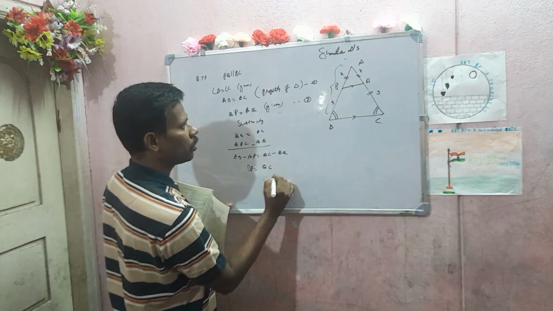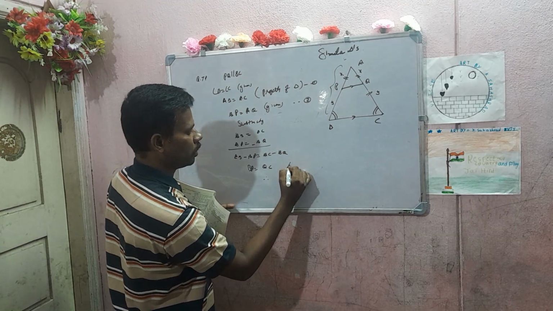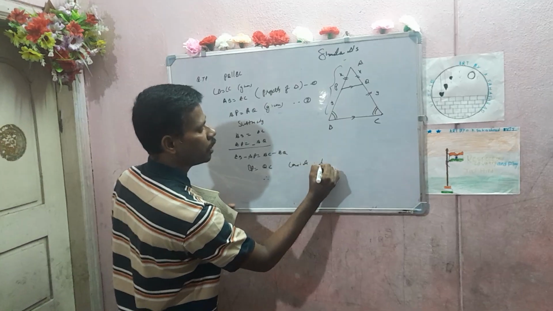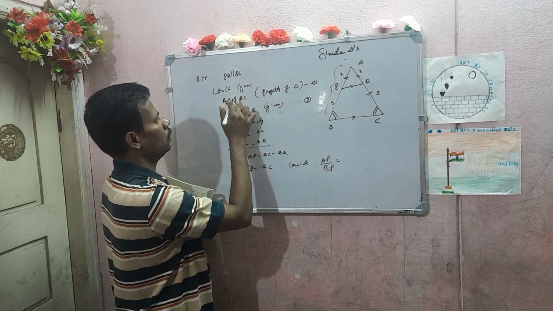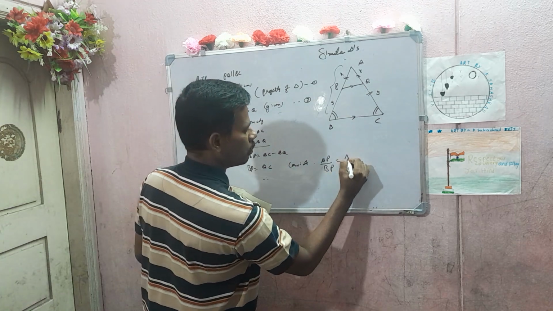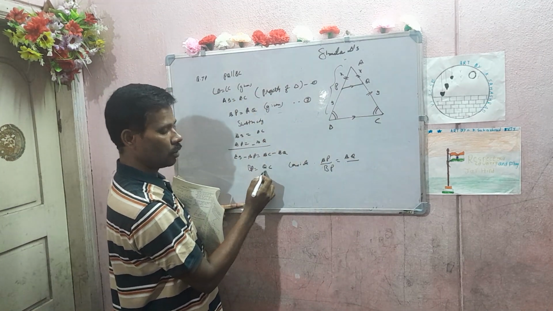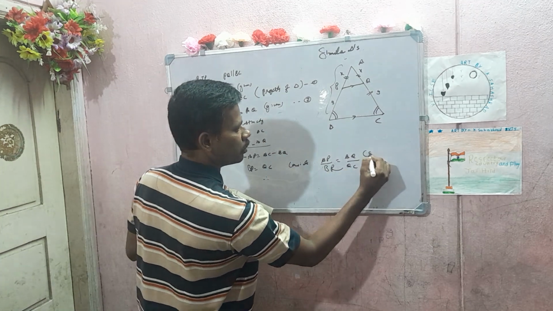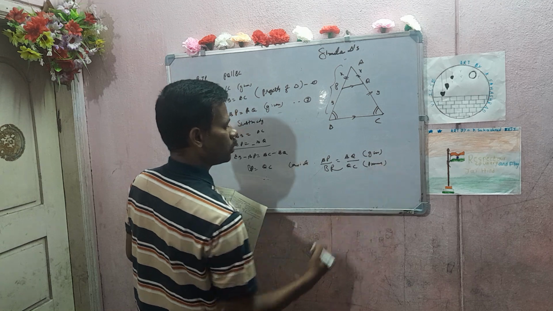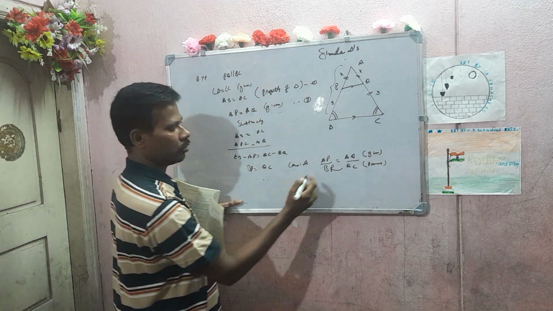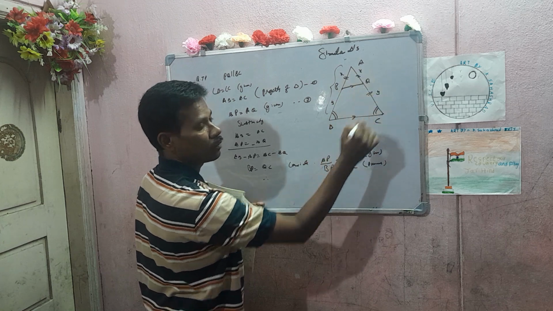Now consider AP by BP. What is AP? AP is given as AQ. What is BP? BP is QC, which we just proved. So AP by BP is equal to AQ by QC.